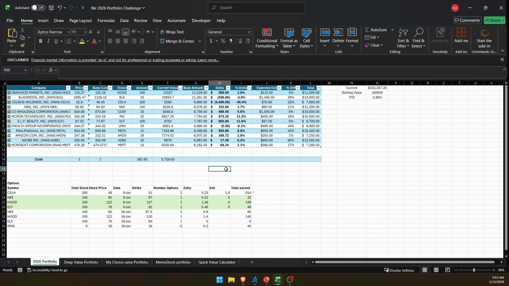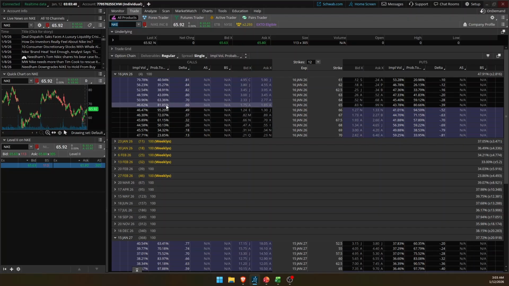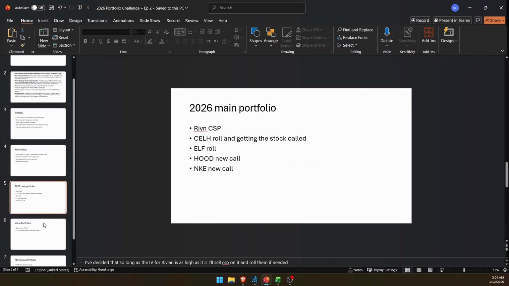Finally, Nike. Yeah, that's just a new call, just like Hood. Nike 65. Last week was a 67. This week I upped it to 67.5 just because the stock moved up to 65.92. That's around the 20 delta. Let's see, 67.5. Oh, it's a 32 delta. So that's this portfolio, the value portfolio.